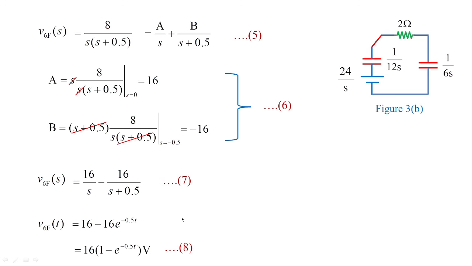So this is how we determine the general solutions for transient voltage as well as transient current for RL and RC networks.